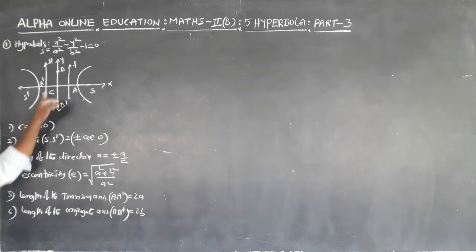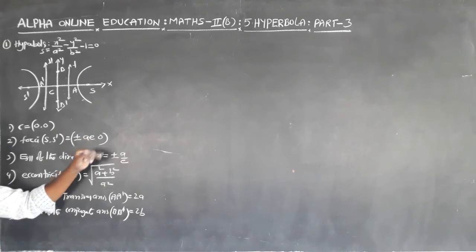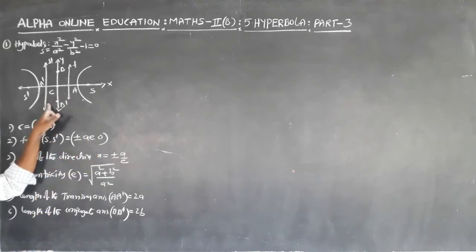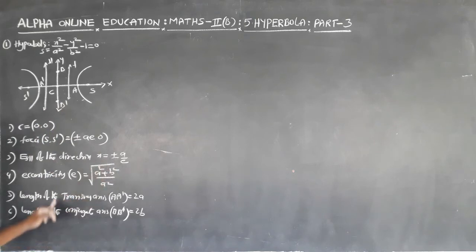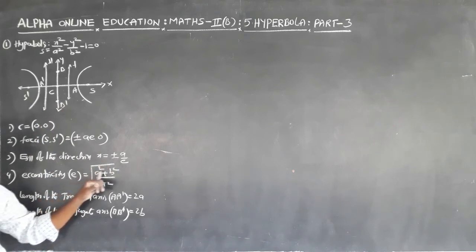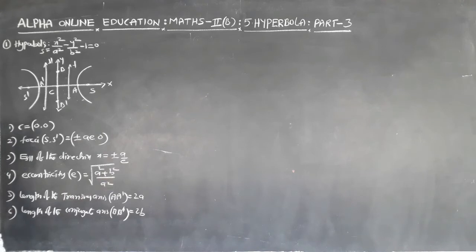Center of the hyperbola (0, 0). Foci plus or minus ae, 0. Equation of the directrix x equal to plus or minus a by e. Eccentricity e equal to under root of a square plus b square by a square. Next one, length of the transverse axis a dash equal to 2a. Length of the conjugate axis b dash is equal to 2b.